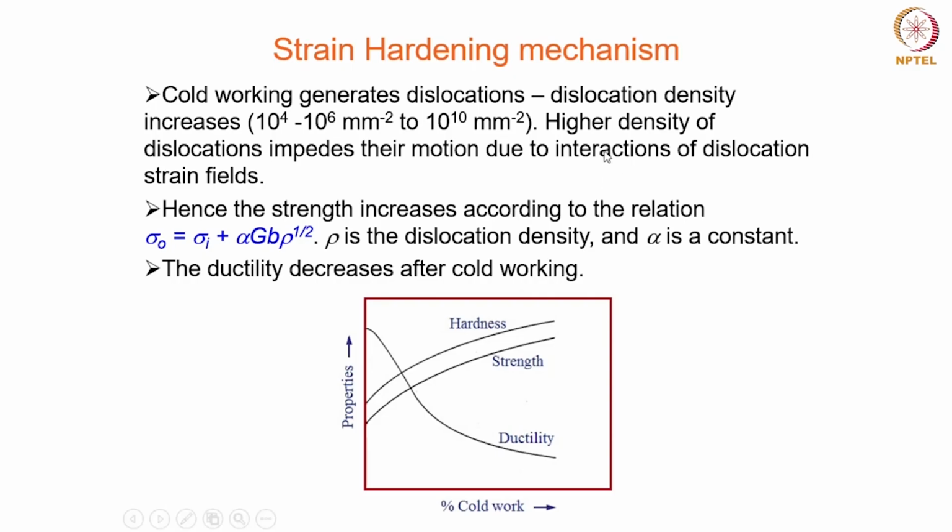And these interactions can happen in different ways depending on how the dislocations are moving and what kind of dislocations you have, whether you have an edge dislocation coming in the path of another edge dislocation, or you have interactions between edge and screw dislocations. So depending on that, you could have different types of interactions which could take place as the dislocations move through the slip planes.